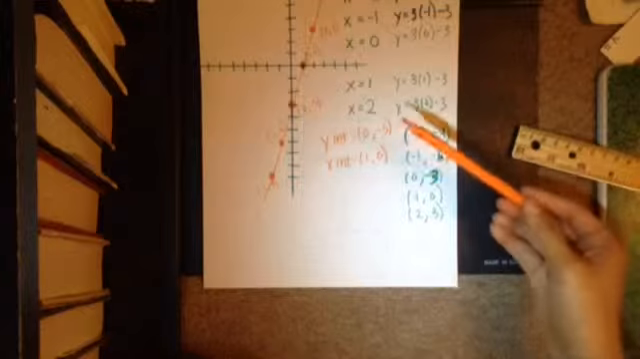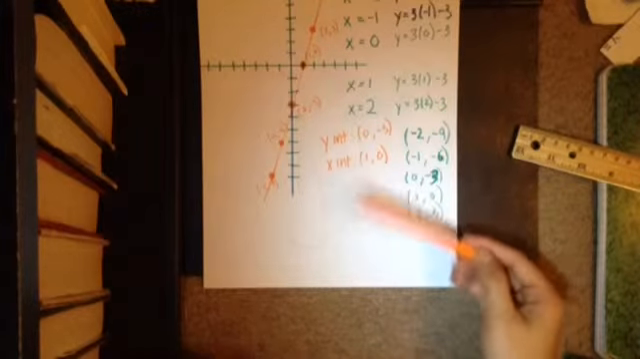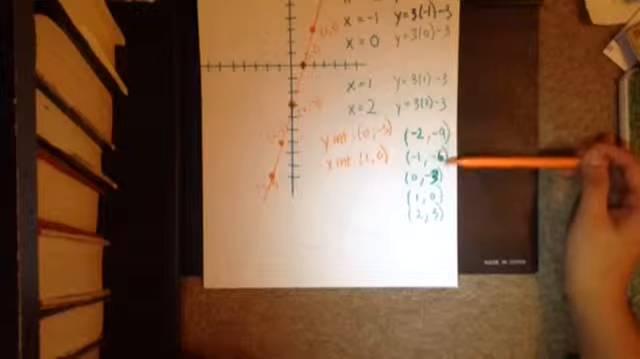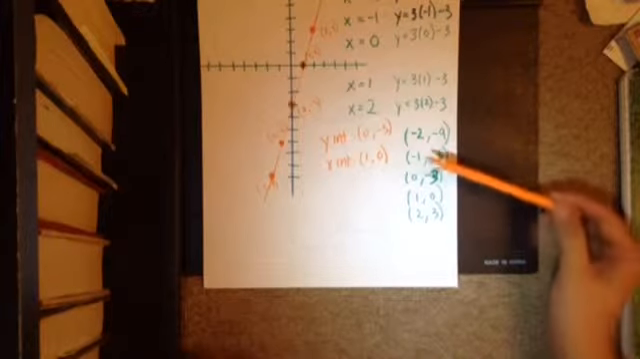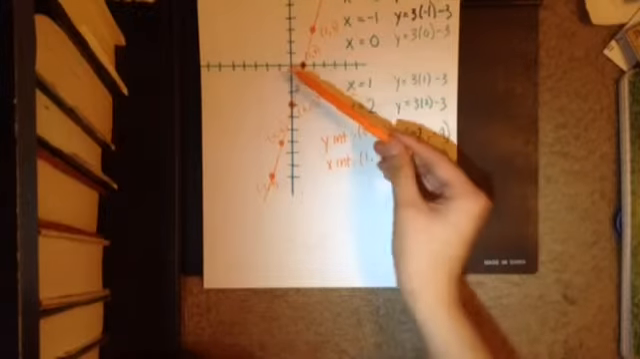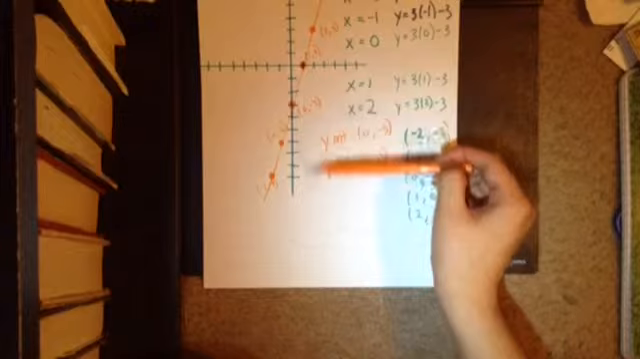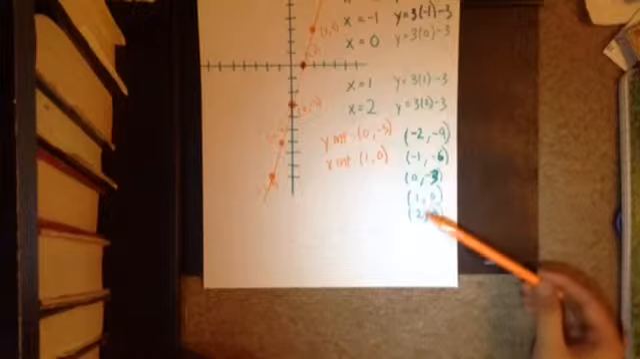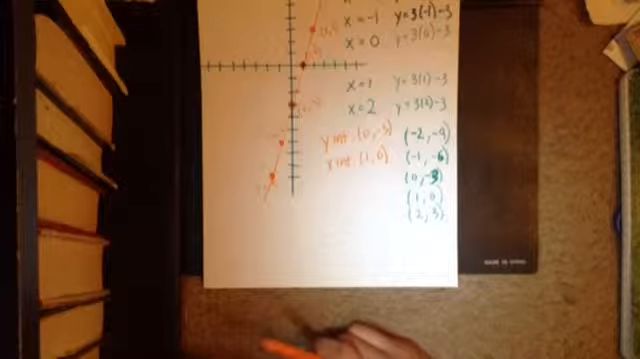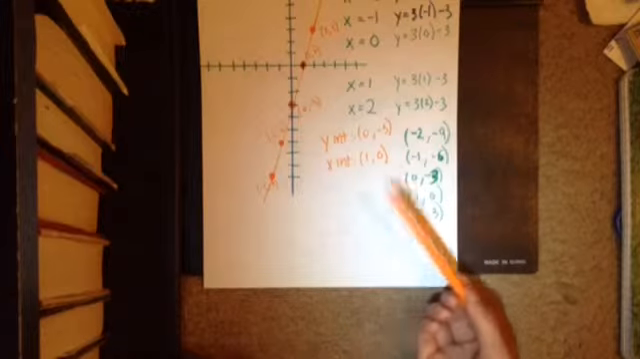Now we're going to test the graph for symmetry. First, y-axis symmetry. We're going to test the point negative 1, comma negative 6. So we're going to find the point with the opposite x value. So we're going to try to find 1, comma negative 6. And we do not have that. So now we're going to test the point 1, comma 0. And it is not here. So we do not have y-axis symmetry.